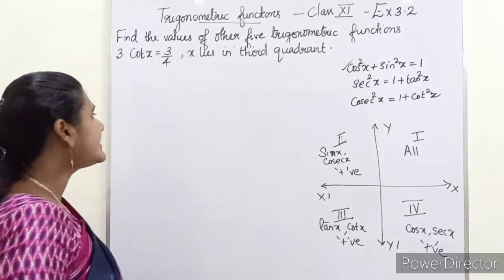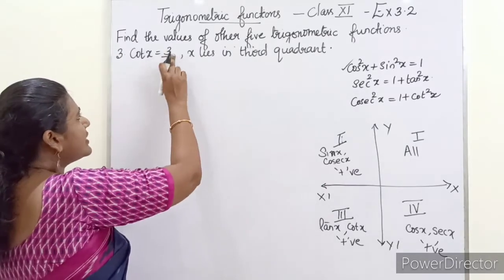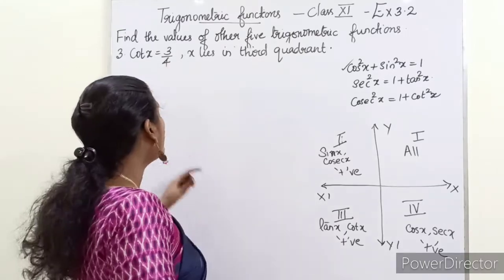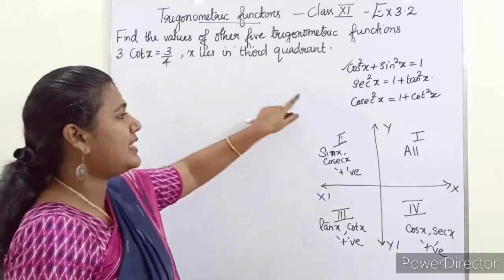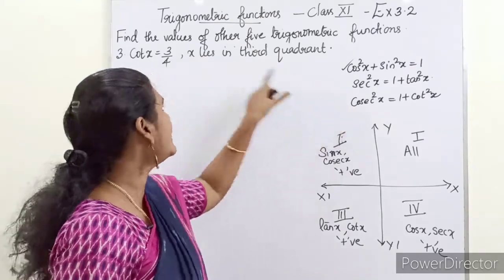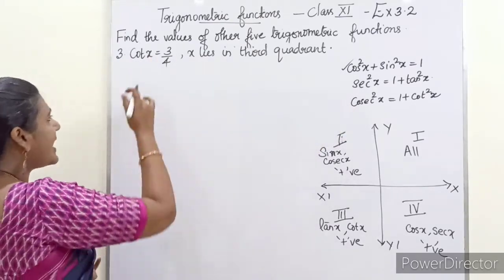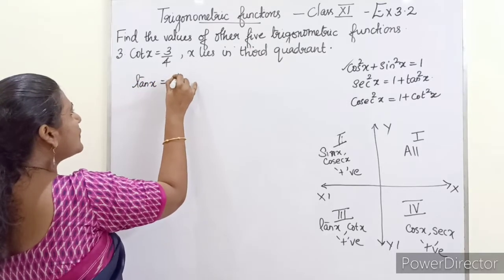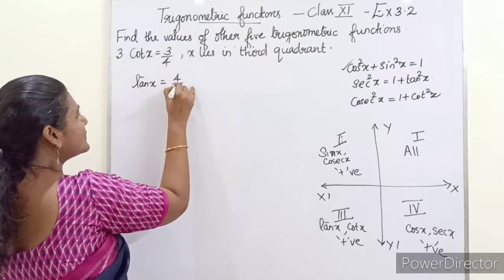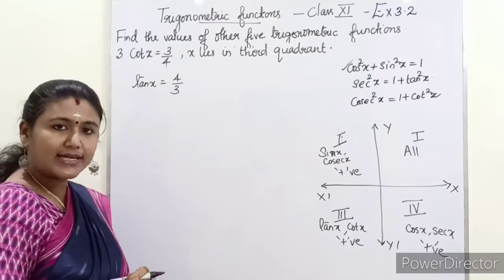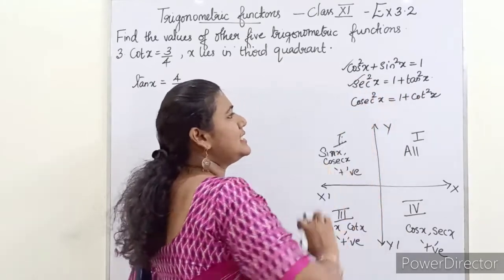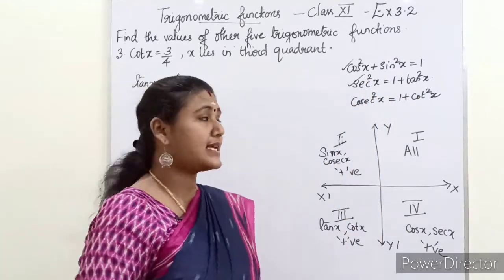So question number 3: cot x is equal to 3 by 4, x lies in the third quadrant. Here cot x is given. Either you can use this identity, or from this you can find the tan x value. Tan x is the reciprocal of cot x, so we will get the reciprocal as 4 by 3. So we got the tan x value. Now we will use the second identity so that we can find the sec x value.